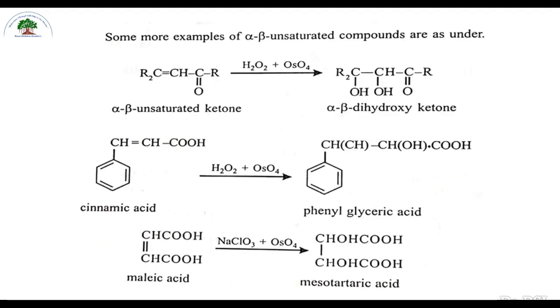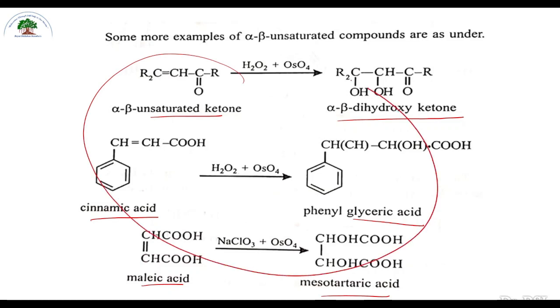And these are some more examples where alpha-beta unsaturated ketone has been converted into alpha-beta dihydroxyketone. Cinnamic acid is converted into phenylglyceric acid. Remember, maleic acid is converted into mesotartaric acid. Here in all the examples, only the double bond has been converted into single bond, and two OH groups have been introduced on the molecule.